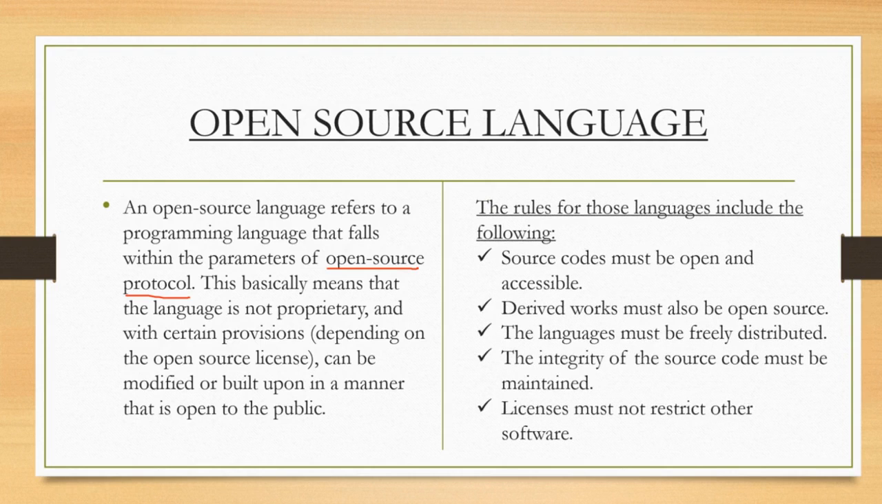The rules are: the source code must be open and accessible to all. The derived works must be open source again. The languages must be freely distributed. The integrity of the source code must be maintained. The licenses must not restrict other software from being made, and that software will again be open and free of cost.